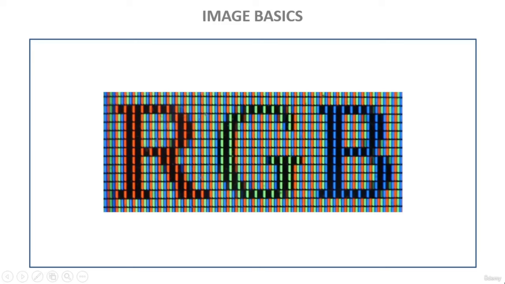In this lecture, I will be covering the basics around images that you need to be aware of before we start working on reading an image and performing some processing on it. A computer represents image data in the form of a pixel or picture element, which can be defined as the smallest unit of information that makes up a picture.